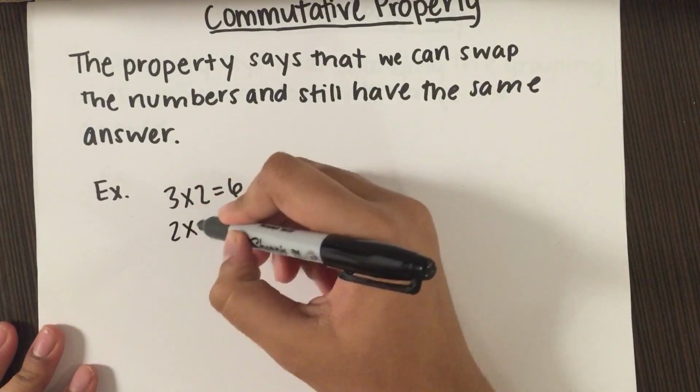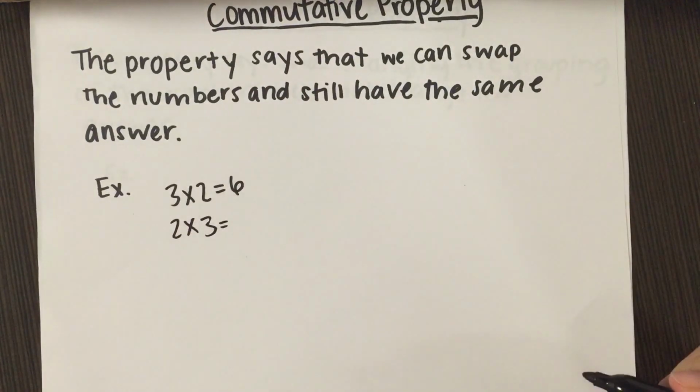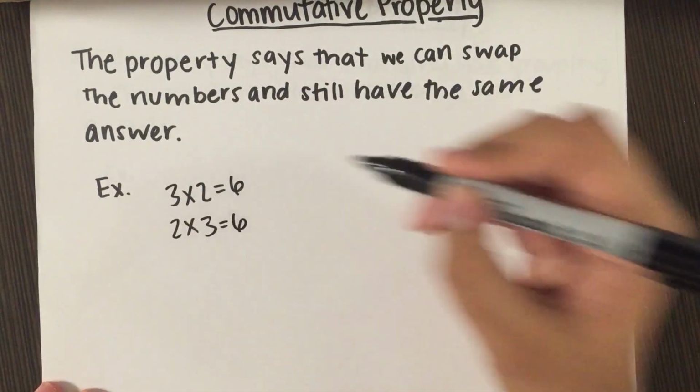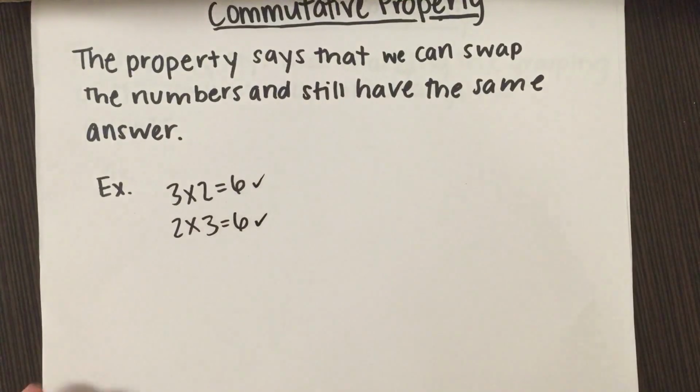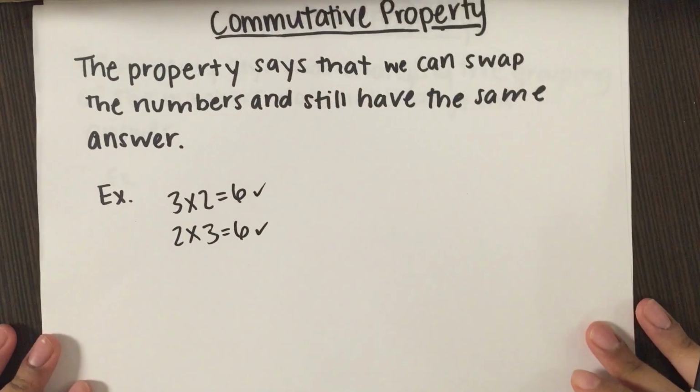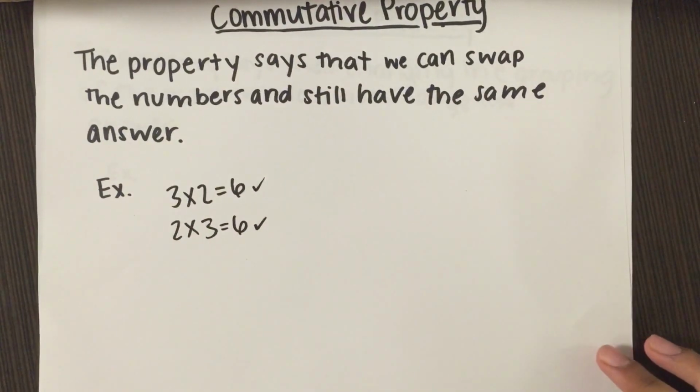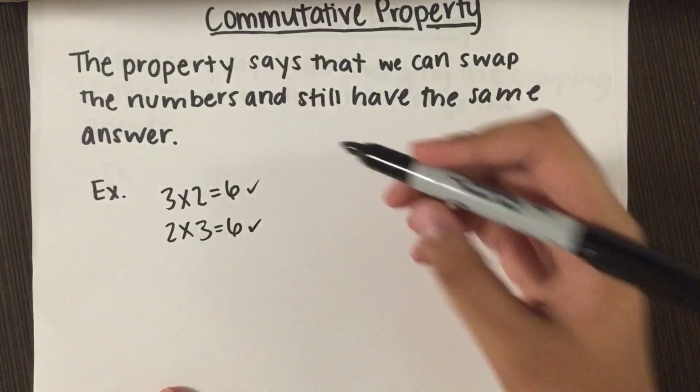2 times 3. What is that? Oh yes, that's also 6. So this is how you do the commutative property. You switch around the numbers and you get the same answer. But let's try another example.